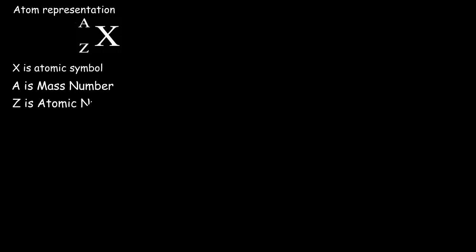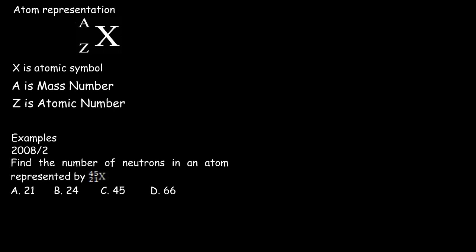Atom representation. Atoms are represented in the form as shown below, where X is the atomic symbol, A is the mass number of the atom, and Z is the atomic number. We have some examples, and the first is from 2008. It states: find the number of neutrons in an atom represented by the symbol S, 45, 21.